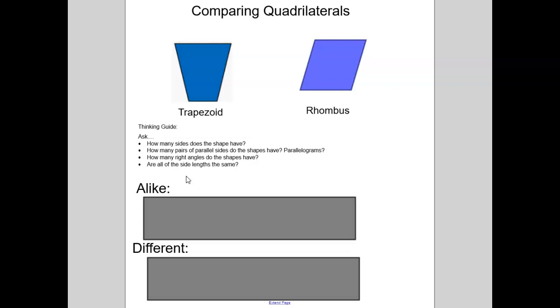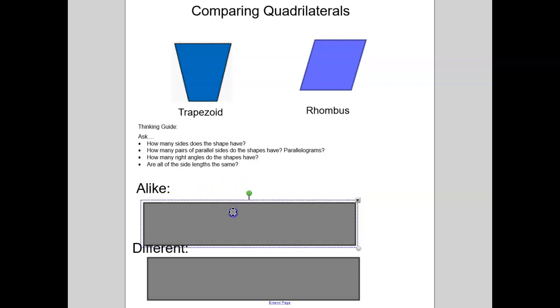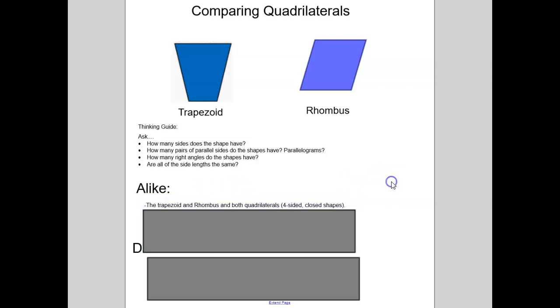The first thing you want to ask yourself when you're comparing and contrasting quadrilaterals is, how many sides do the shapes have? Well, both shapes have four sides. So they're both what? What's the name of a polygon with four sides? Exactly, they're both quadrilaterals. So right away, I would write that they're both quadrilaterals. The trapezoid and the rhombus are both quadrilaterals, which means they're both four-sided closed shapes. How else are they alike?